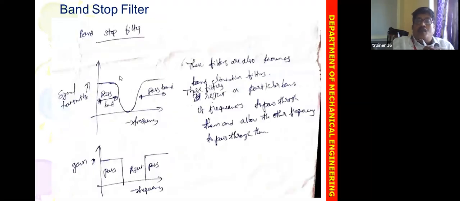In the band stop, only a certain band of frequencies from a signal is stopped or rejected. That means only a particular band will be rejected, and all the other remaining frequencies from a signal are permitted. Band stop means only a certain band of frequencies from a signal is rejected, and all other remaining frequencies from a signal are permitted. So this is called band stop.